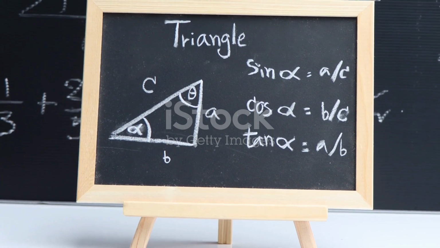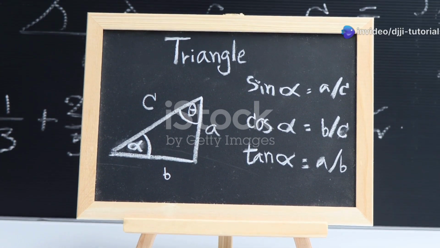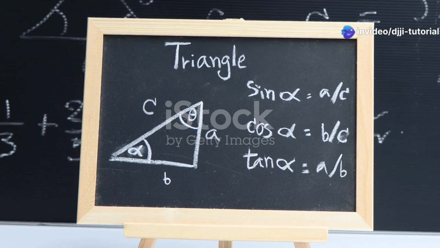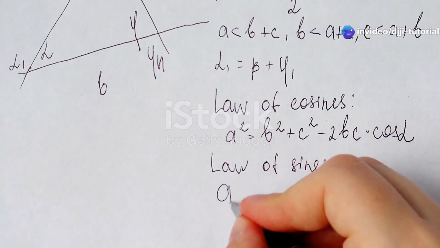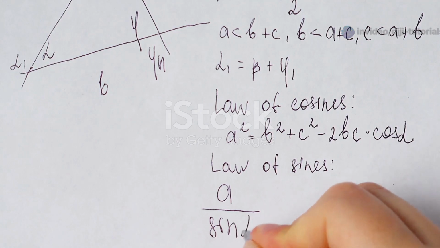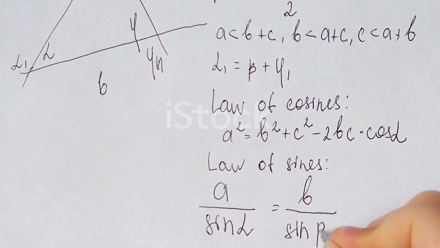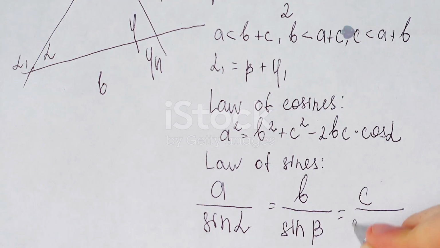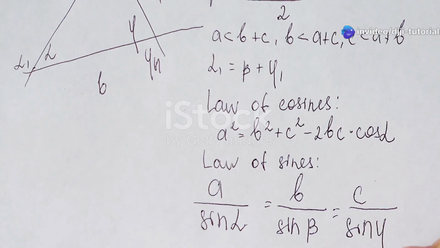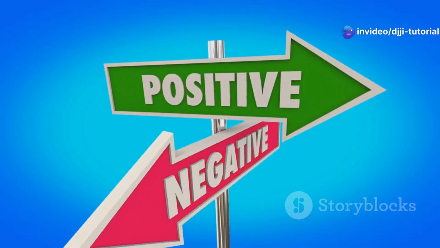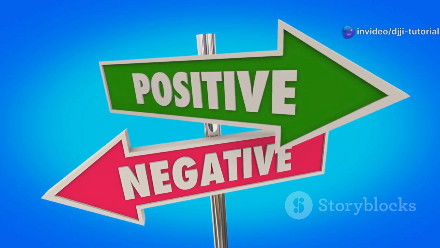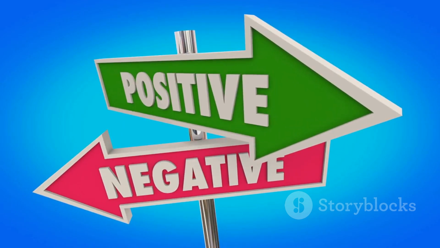The principal angle is the smallest positive coterminal angle, always between 0 degrees and 360 degrees, or 0 and 2 pi radians. To find the principal angle, you can add or subtract multiples of 360 degrees until the result falls within the range of 0 to 360 degrees. For example, if an angle is negative 100 degrees, the principal angle would be 260 degrees because negative 100 plus 360 equals 260.